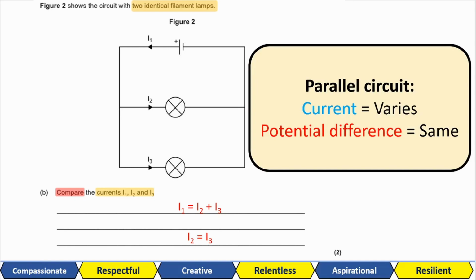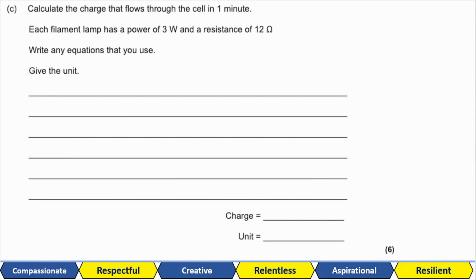This next question is a bit mad. It's asking you to calculate the charge that flows through the cell in 1 minute. Each filament lamp has a power of 3 watts and a resistance of 12 ohms. Write any equations that you use. Give the units. You're gonna need 2 equations here from some of my previous episodes. See if you can answer this.